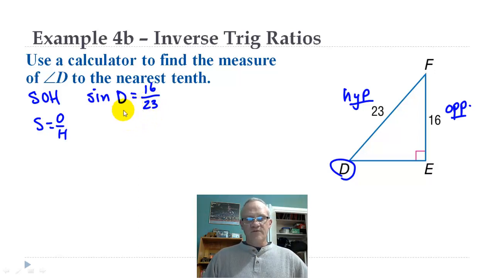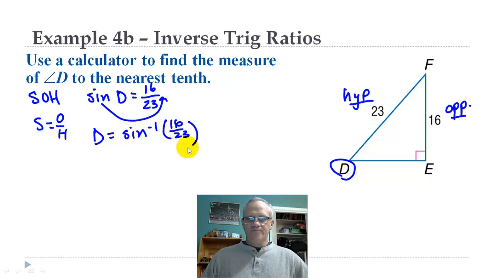Okay, now remember, we've got to find out what D is. So we've got to get D by itself. I'm trying to move the sine over to this side. How do I do that? Well, that's the inverse sine. So D, or the measure of angle D, would be the inverse sine of 16 over 23. And we're just going to put that in our calculator.